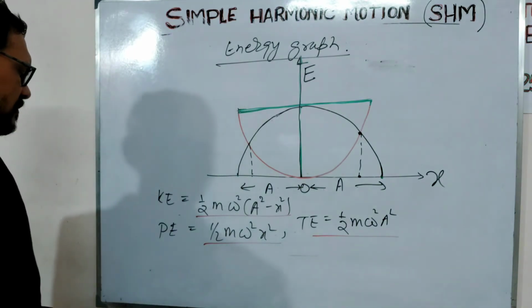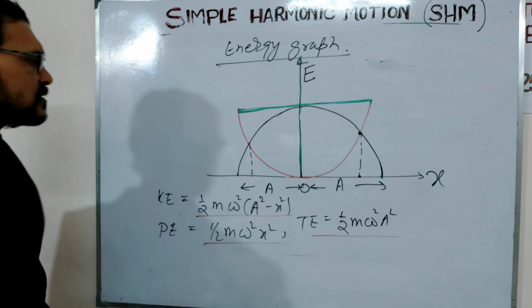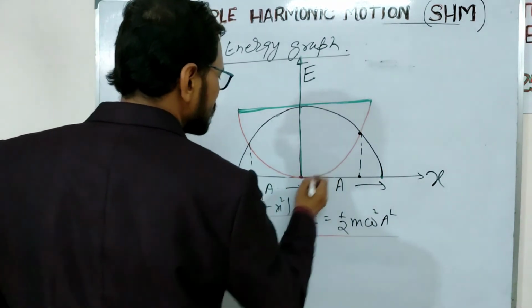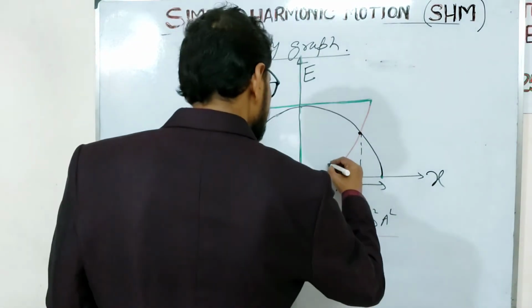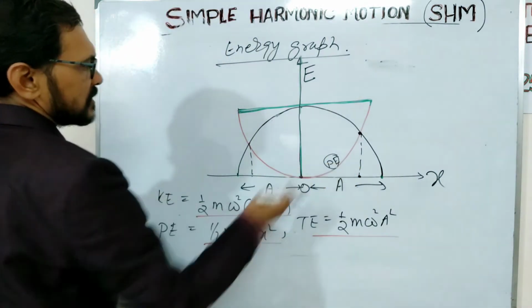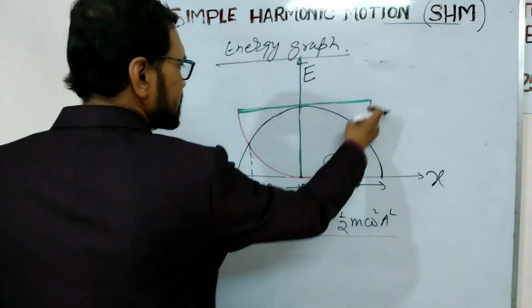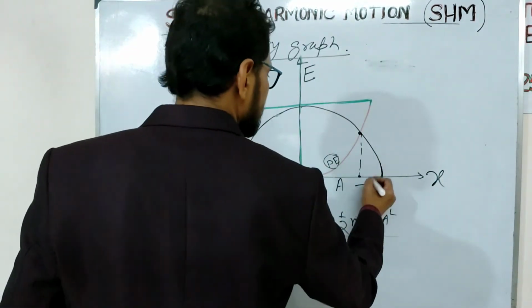Now at x equal to 0, what is the energy? Potential energy is 0. So at x equal to 0, potential energy is 0. So this will be the potential energy graph. At x equal to 0, potential energy is 0, and if x increases, potential energy increases. So this is the amplitude at A.